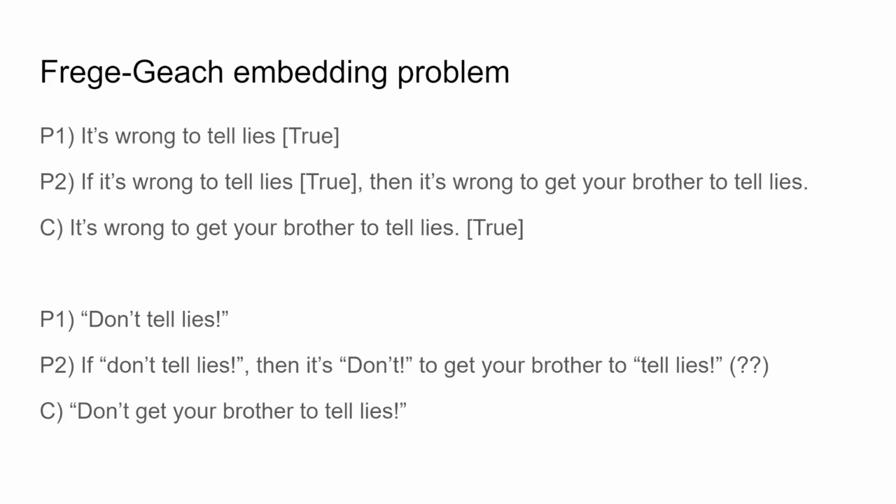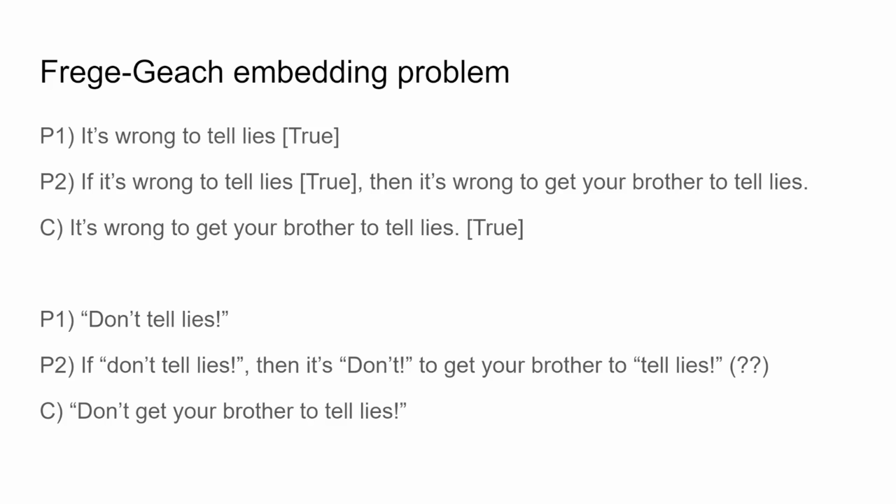The problem is that under a non-cognitivist framework, it's not clear how we can engage in reasoning using ethical statements because they don't have truth values, right? So, take this premise, don't tell lies. Okay, that premise is not even true, so we can't even evaluate that premise as true or false. Then take this entailment: if don't tell lies, then don't get your brother to tell lies.